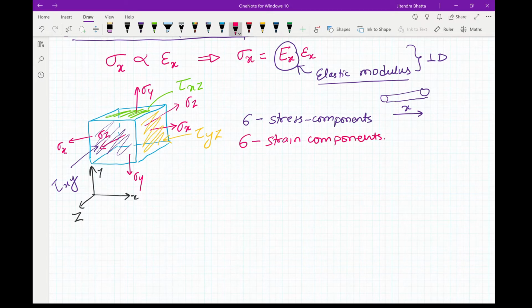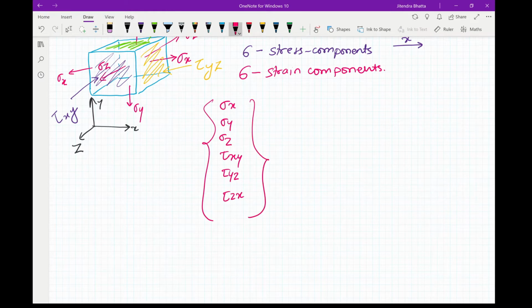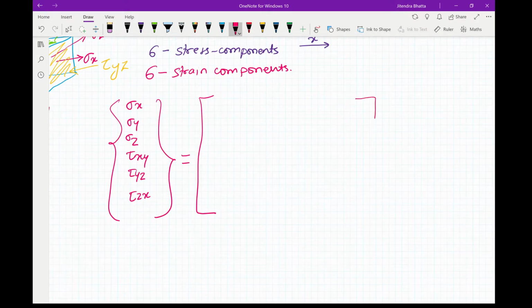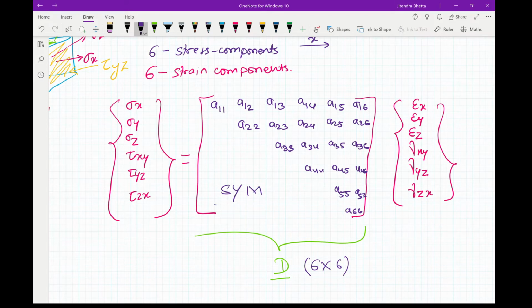Now, we have to know the relation between these stress and strain components, and we write this relation in this form: the stress vector equals a matrix times the strain vector. This matrix here is known as the stress strain constitutive matrix. Let's denote this by matrix D, and it will have several values here. This is a 6 by 6 matrix, and it will be a symmetric matrix. So you can see here that there are 21 unknowns.